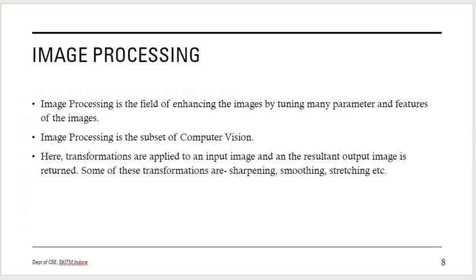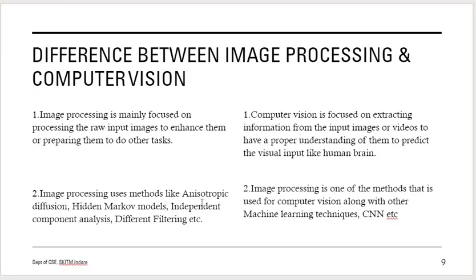In the same way, image processing is the field of enhancing the image by tuning, changing, or modifying some parameters or features of the image. In very simple words, we can say that image processing is a subset of computer vision. We apply certain transformation functions over the image, so that we can tune the parameters and the features. Now let us quickly see the difference between image processing and computer vision.